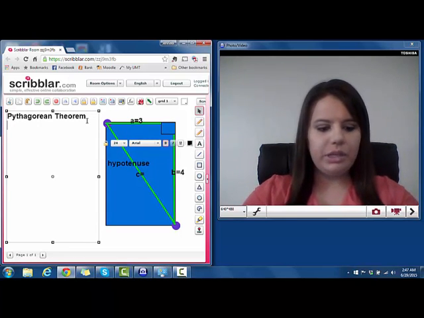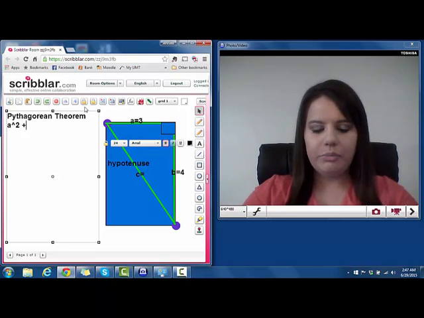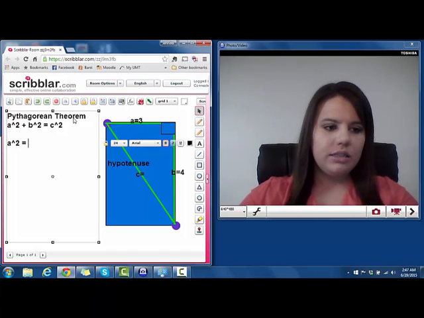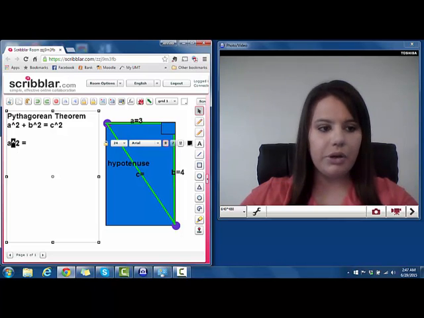So the Pythagorean theorem is a squared plus b squared is equal to c squared. So to begin, we're going to find the value of a squared. The caret in the a squared means that you are raising it to the second power, or that you are going to multiply it by itself.